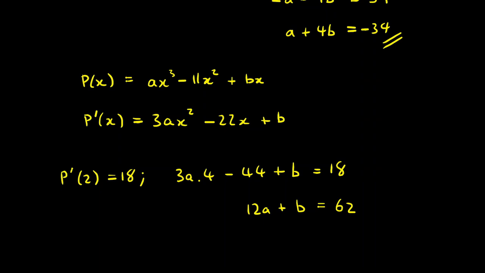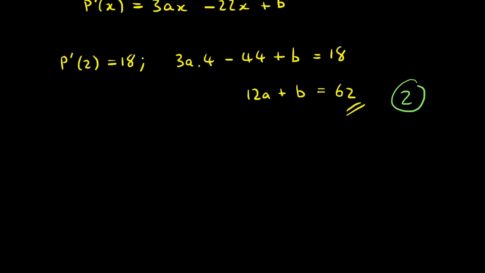Okay, so now what I've got is two equations, don't I? I have this equation here, which is equation 1, and this equation here, which is equation 2, and I think we want to solve them simultaneously. So what will I do? I think I will take the second equation and multiply it by 4. So I've got a plus 4b is equal to negative 34. Let's just rewrite that. A plus 4b is equal to negative 34.